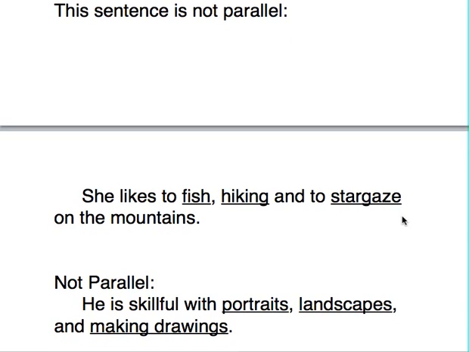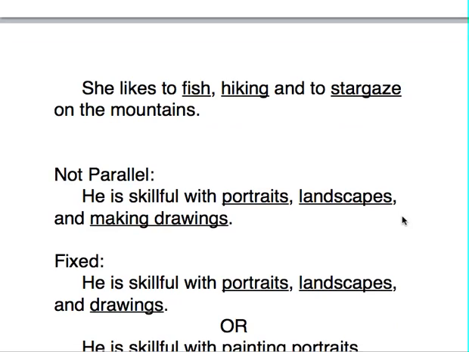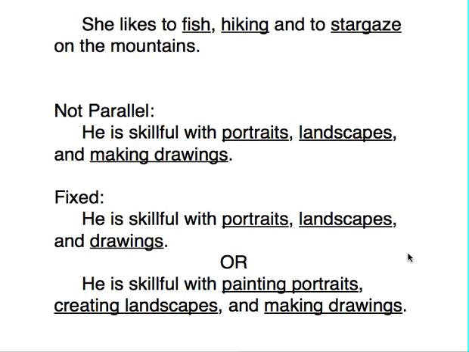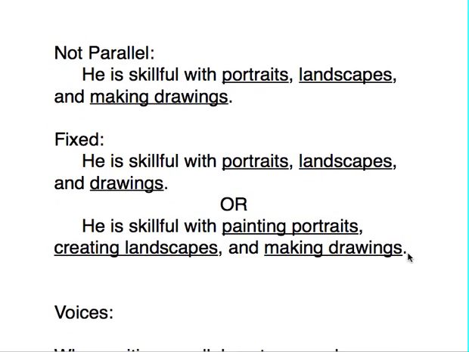Here's another not parallel sentence. He is skillful with portraits, landscapes, and making drawings. Portraits and landscapes are both flat-out nouns, while making drawings is a verb. This sentence can be fixed in a couple of ways. He is skillful with portraits, landscapes, and drawings uses all nouns. He is skillful with painting portraits, creating landscapes, and making drawings uses all verbs.